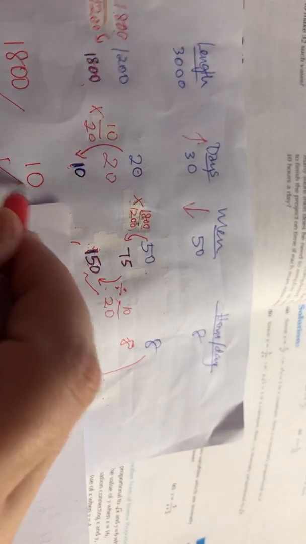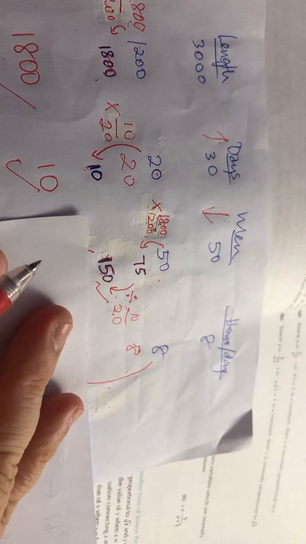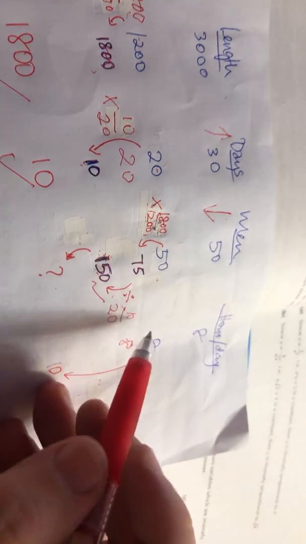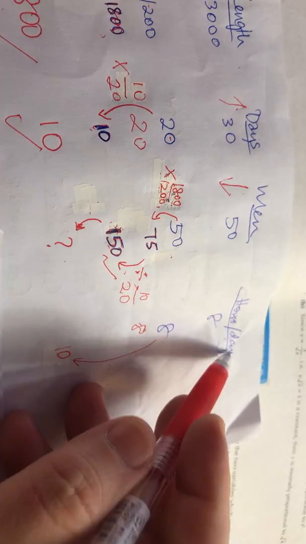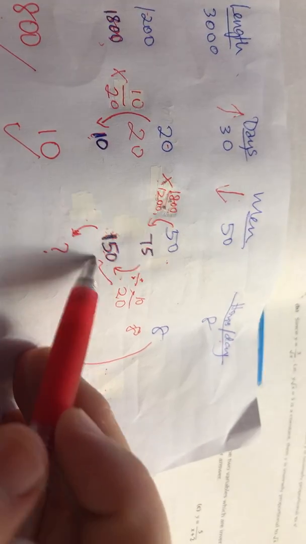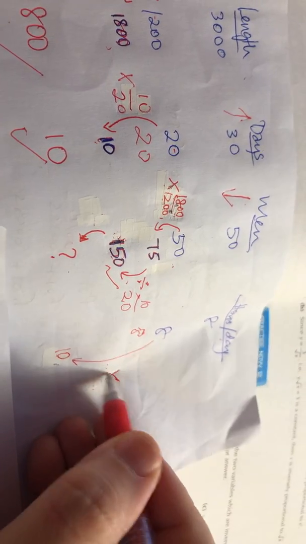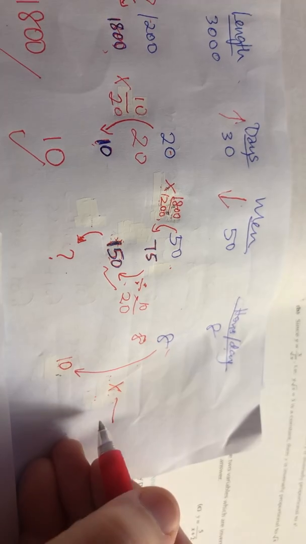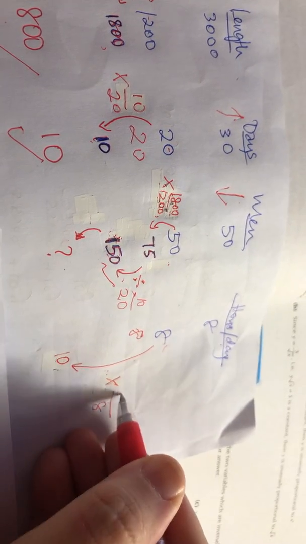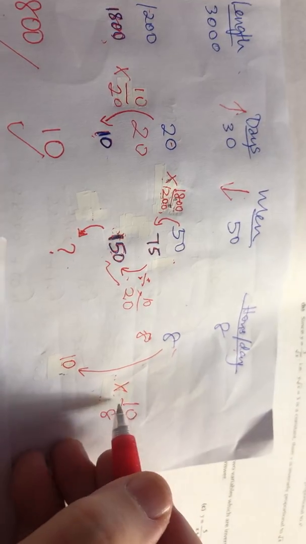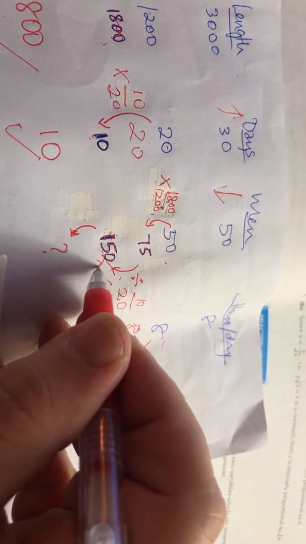Alright, now we have settled the length, we have settled the days. Now let's do the last one, hours per day and men. Okay, you want 10, right? So you times, you don't want the 8, right? Divide by 8. You want the 10, right? Times 10.